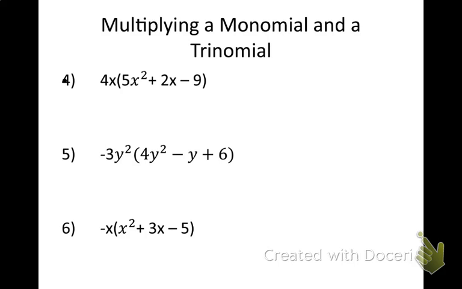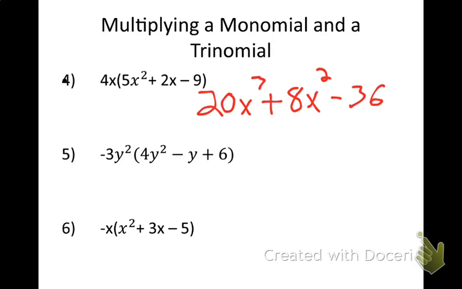All right, number 4. Autumn, what do you have for number 4? 20x cubed plus 8x squared. Oh, wait, I hit the wrong button. There we go. Talk really loud. 20x cubed plus 8x squared minus 36x. Nice job. Number 5, Autumn. Negative 12y to the fourth plus 3y cubed.